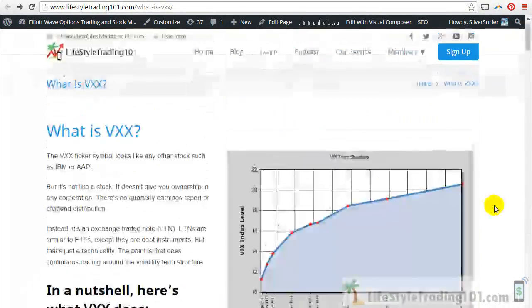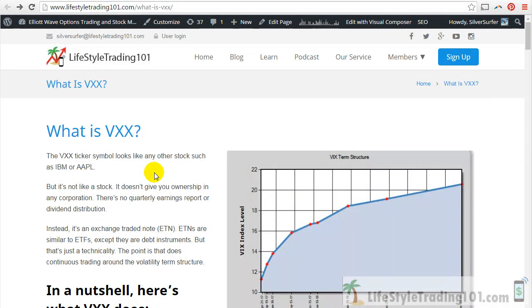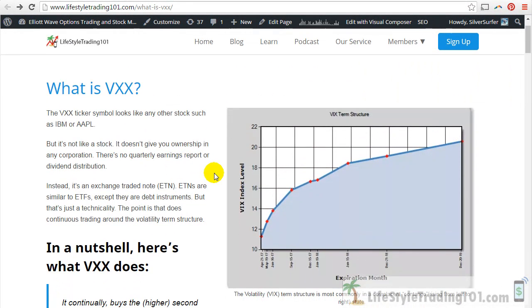But what exactly is the VXX? And why do we care? We care because we want to make money. But the VXX is basically kind of like stocks, but not really. On the surface, it looks like a three-ticker or four-ticker stock symbol, kind of like IBM or Apple, but it's not a company. Instead, it's technically an exchange-traded note.